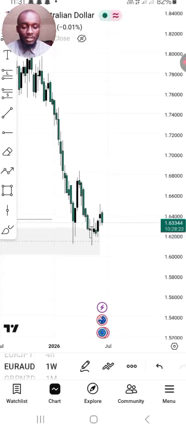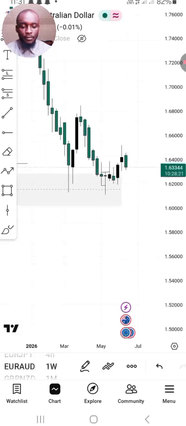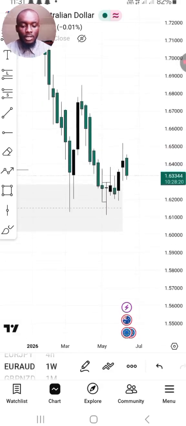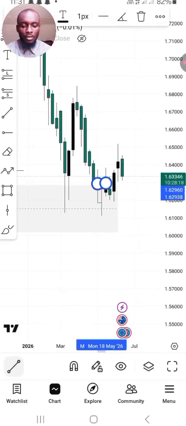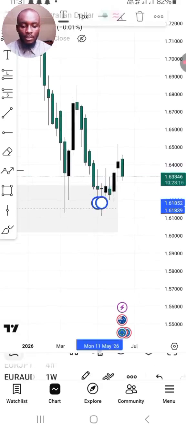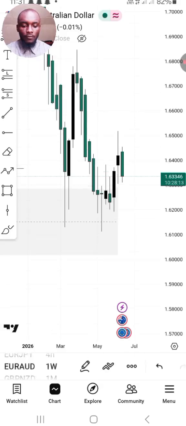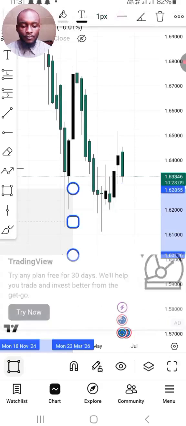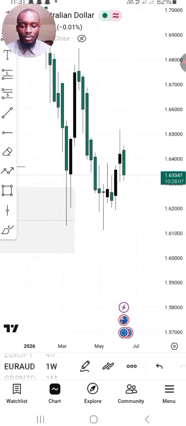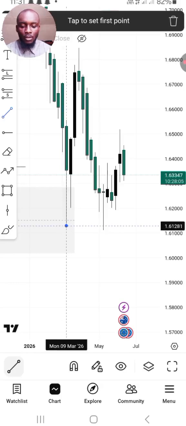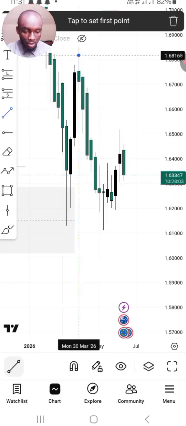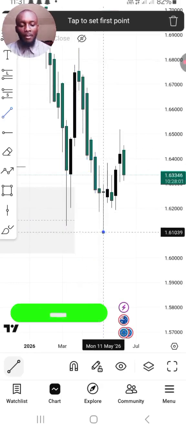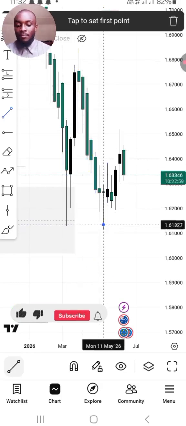So as you can see from this zone, from this level, let me take all this thing off. Let me take that guy off. Let me take this guy off. Okay. So as you can see, immediately price came into this zone. We rallied up a little bit and we dropped back to that same zone.